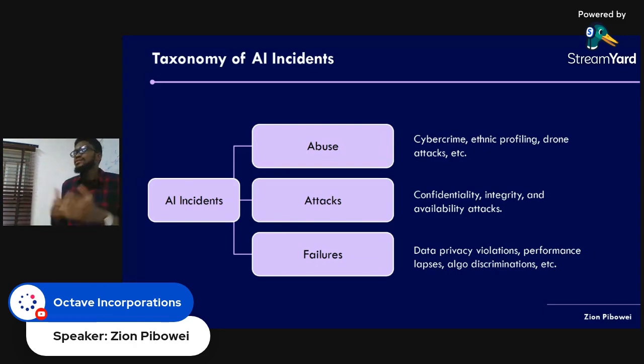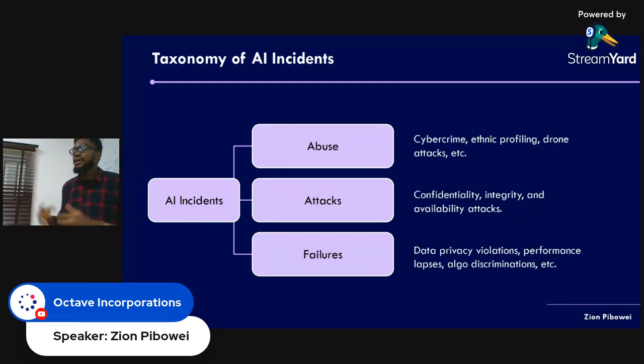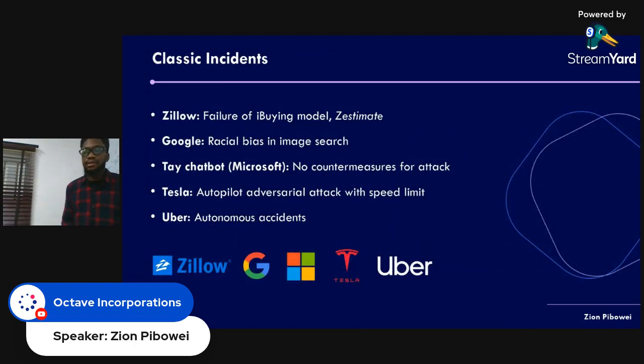So these are different types of abuses and attacks. Then we have failures, actual failures, like data privacy violations, performance lapses, discrimination, algorithmic discrimination and biases, different types of biases in algorithms and models. Now, let's take some classic incidents. I'll just share with us these top guys, just pretty much 3 to 5 minutes and then we're done.